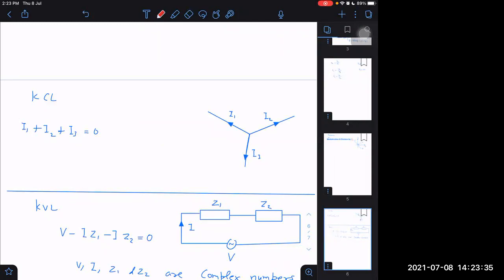What should I write here? Complex numbers. I1, I2, and I3 are complex numbers. These are complex numbers or 2D vectors. Can we use the parallelogram law of vector addition for this? Yes, we can use the parallelogram law of vector addition.